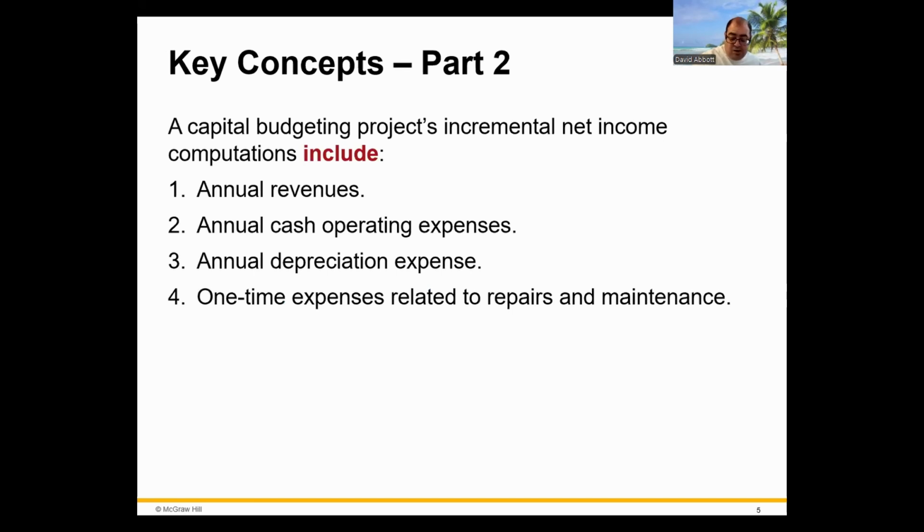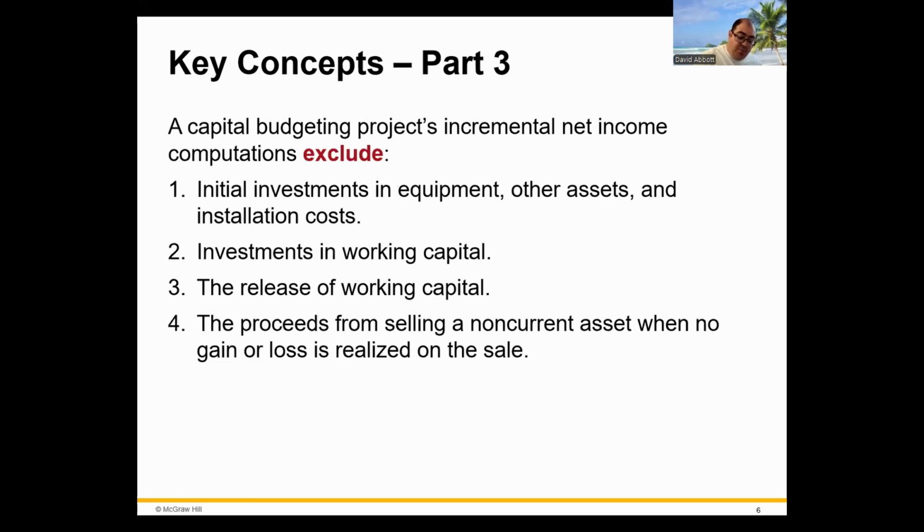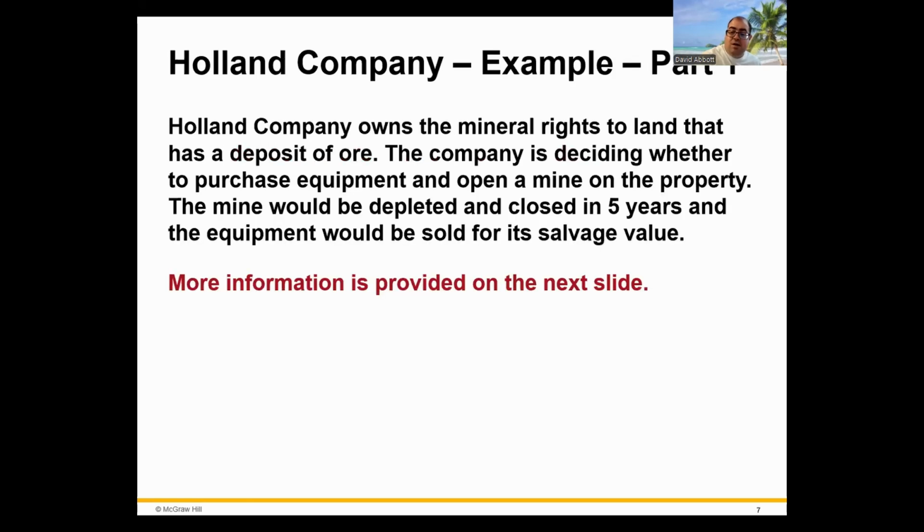Now, a capital budgeting project's incremental net income computation includes the annual revenues, the annual cash operating expenses, the annual depreciation expense, and one-time expenses that are related to repair and maintenance. It would exclude the initial investment in equipment, other assets, and installation costs, the investments in working capital, the release of working capital, and the proceeds from selling a non-current asset when no gain or loss is realized in the sale.